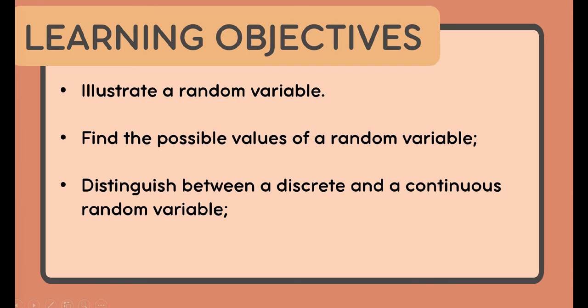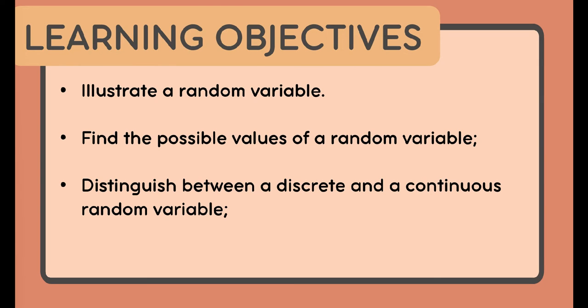But before that, let me first introduce to you the things that you need to know in this lesson. In this lesson, you should be able to illustrate a random variable. You need to find the values of a random variable. And lastly, you need to distinguish between a discrete and a continuous random variable. Okay, and together we'll meet these objectives.